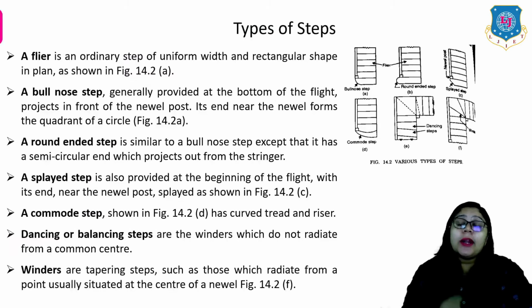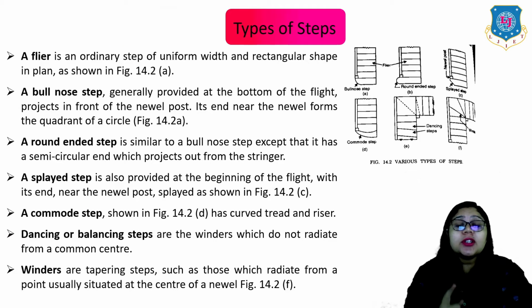So here when I talk about different types of step, the first one is a flyer. A flyer is an ordinary step of uniform width and rectangular shape in plan as shown in figure 14.2a. So here you can clearly see the image. Second is a bullnose step, which is generally provided at the bottom of the flight, which projects in front of the newel post. It ends near the newel and forms the quadrant of a circle, which is shown in figure 14.2a.